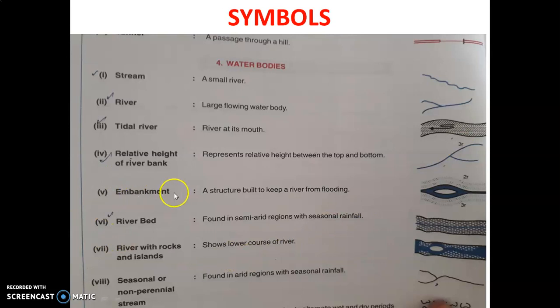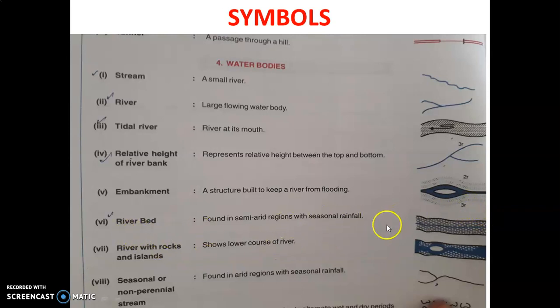Embankment, that stands for the side walls. So we can say 2R is written here. So what is the relative height of this embankment or side wall of the river? 2 meter. And this side at the bottom of the symbol 3R is given. So the relative height of embankment of river is 3 meter.